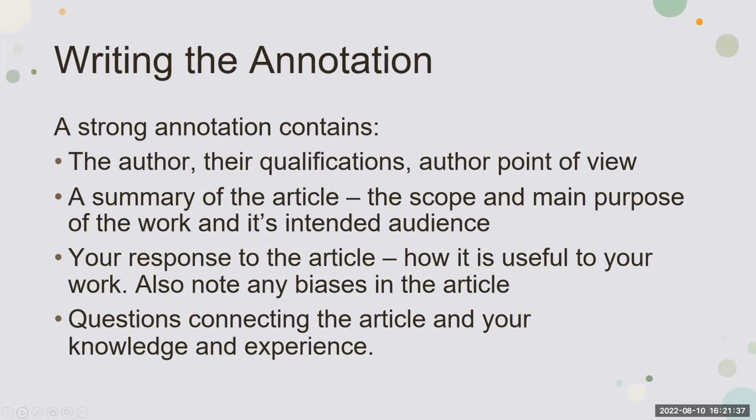So when you're writing the annotation, think: a strong annotation is going to contain the author, the qualifications, and their point of view. A summary of the article, meaning that you look at the author's theses and then the main points they want to make about the theses, look at the content and the scope of what this article was about, the main purpose, and also who is it intended for? Is it intended for a colleague, or is it intended for someone who has never discussed this before?